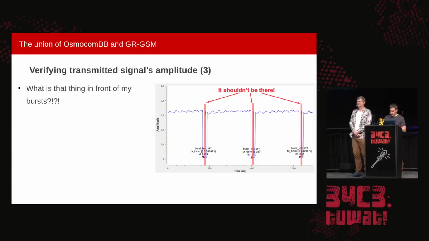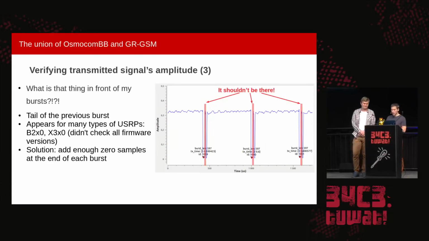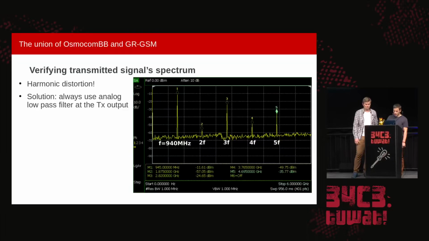So what is this? After some looking, it appeared that this is the end of the previous burst that appears at the beginning of the next burst, and it is probably the result of group delay of the USRP's FPGA processing chain. And it can be avoided by just adding zeros at the end. If I had known at the beginning, I would just have done that and not lost some time on this.